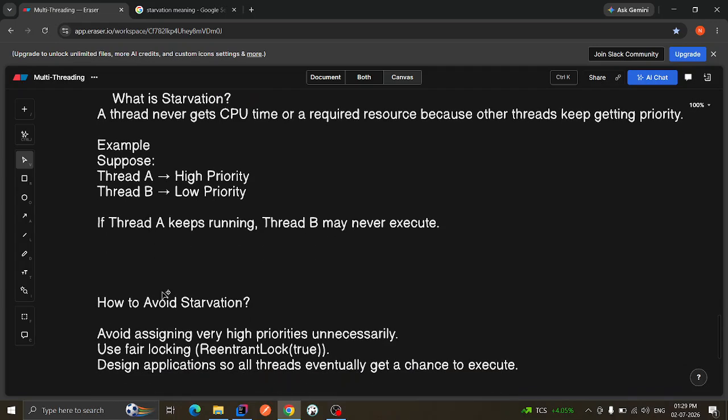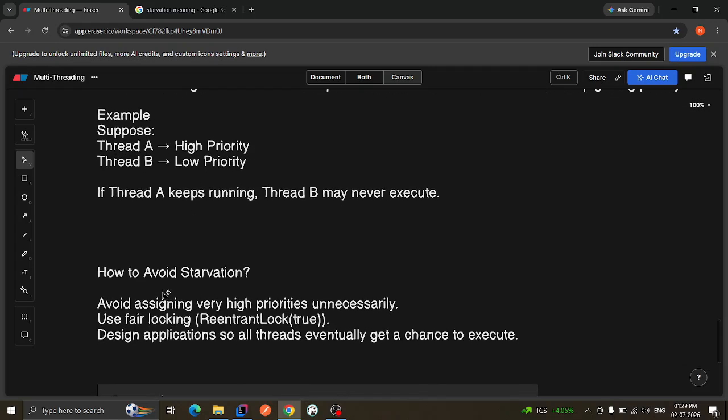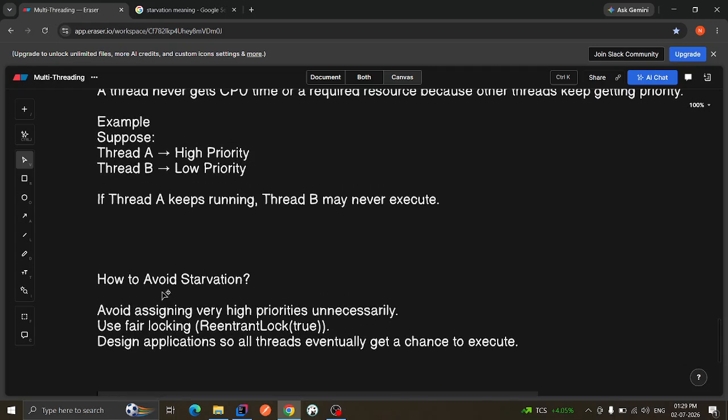So how do you avoid starvation? Avoid assigning very high priorities unnecessarily. You should not assign very high thread priorities, and use fair locking. That is one of the features of ReentrantLock. Also design the application in such a way that all the threads eventually get a chance to execute. So these are the ways that you can follow in order to avoid starvation.